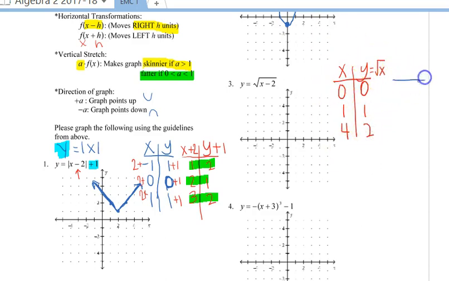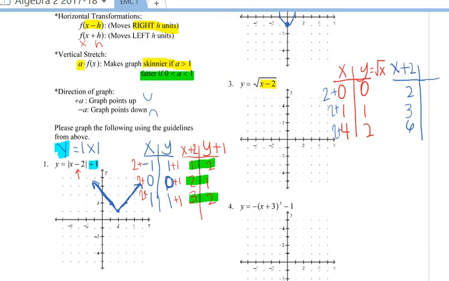Now we're going to write our transformed function. Well, inside with the x looks like an x minus 2. So I go over here, f of x minus h, we're moving to the right. To the right, all these x values are positive, so I have to write x plus 2. Okay, and so I'm going to add 2 to all my x values. So 2, 3, and 6.